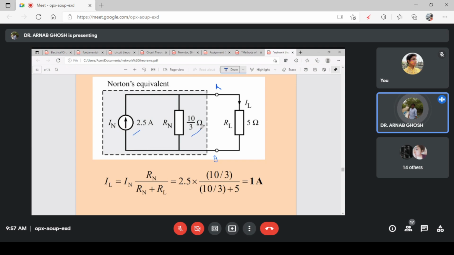Any doubts? Norton circuit? We will go into... So can you explain this last part? Yes, one by one. Priyanshu is asking to explain this last part, and somebody else said something.